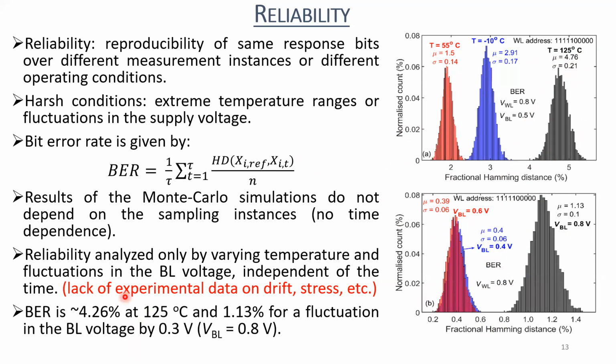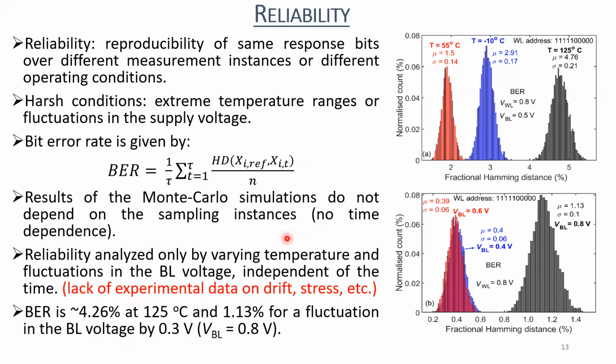These are some numbers: it was 4.26% at 125 degrees Celsius and 1.13% for a fluctuation of 0.3 volts. So that is perfectly fine. These are very small numbers, and they are good numbers in terms of reliability characteristics.